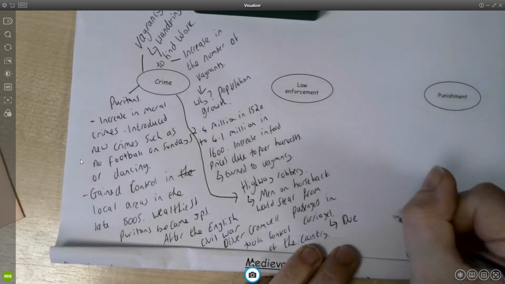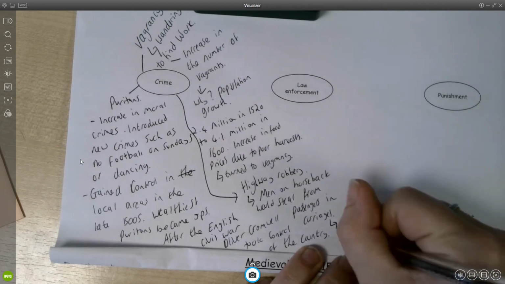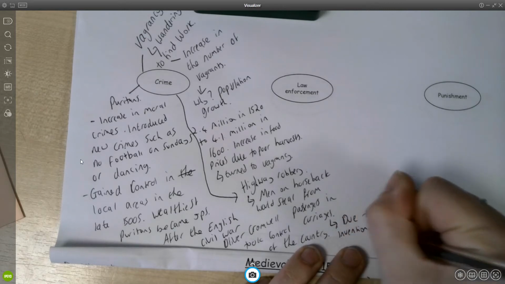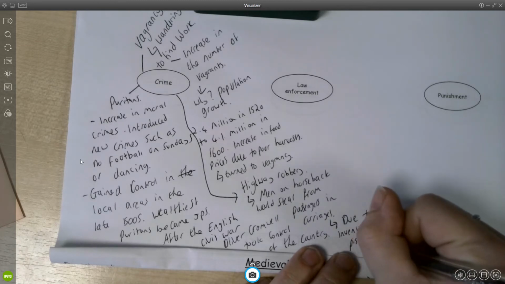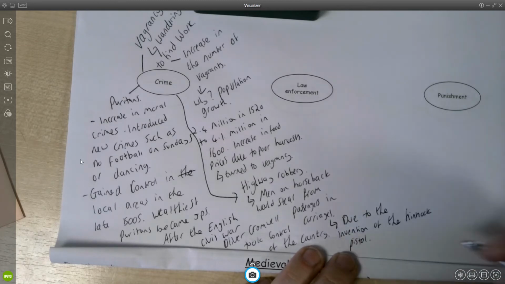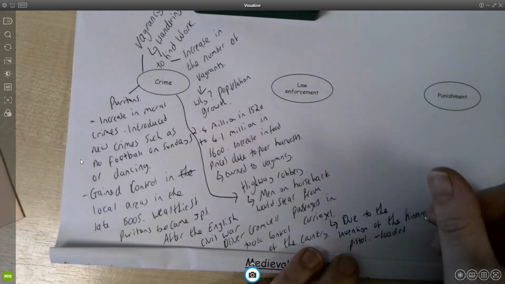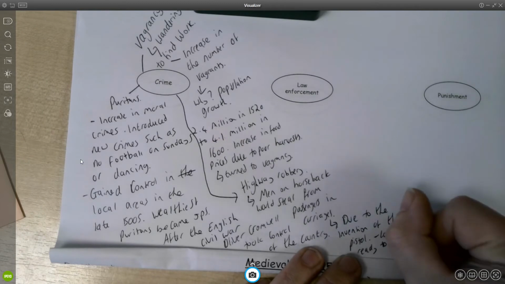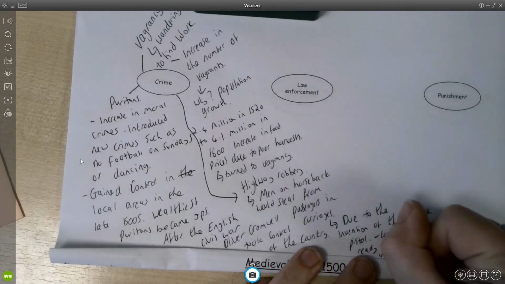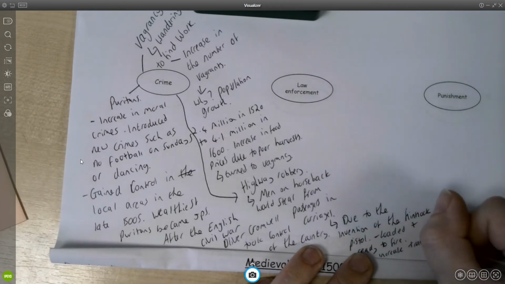One was due to the invention of the flintlock pistol. And this pistol could be loaded and ready to fire. Prior to that, you had to fire it, light the fuse at just the right moment. There was also an increase in travel and no banks, so people carried all their money with them.